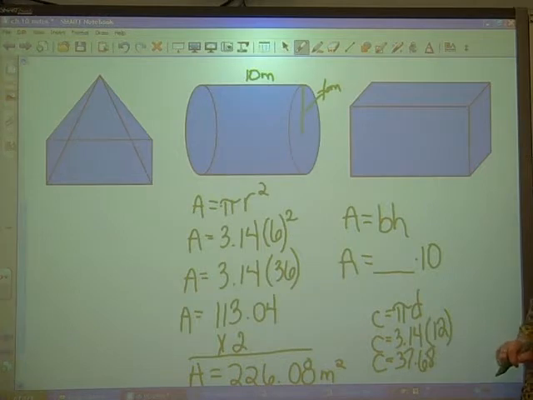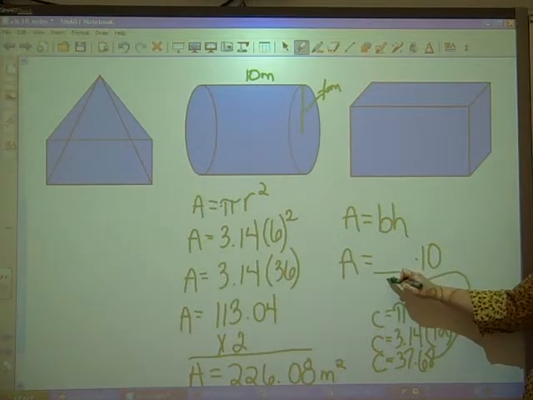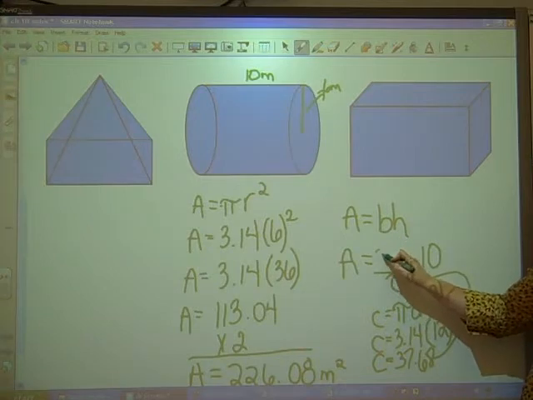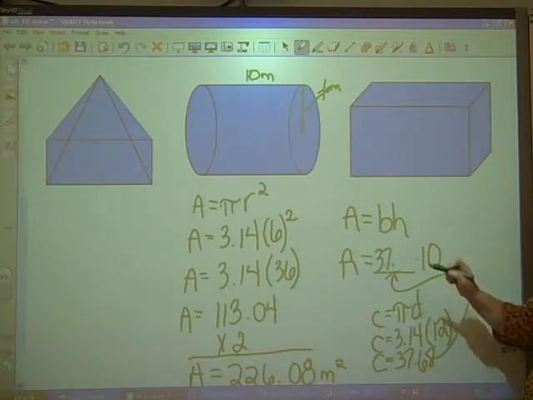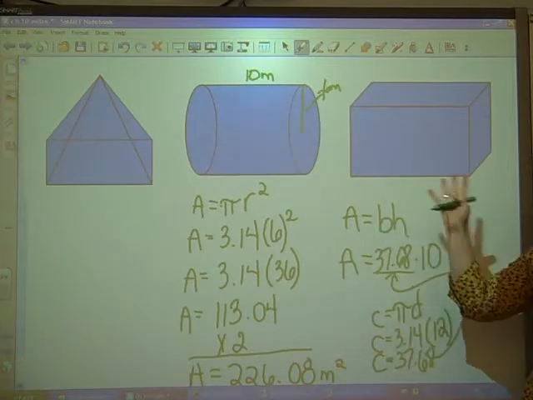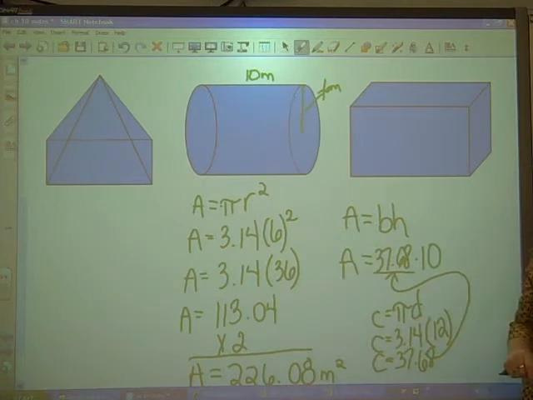Okay, so that is the circumference of my circle, which we determine is actually the base of my rectangle. So we're going to take this 37.68 and put it in for the base. Okay, so it's kind of complicated, isn't it? There's a lot of little steps here that you have to think through.